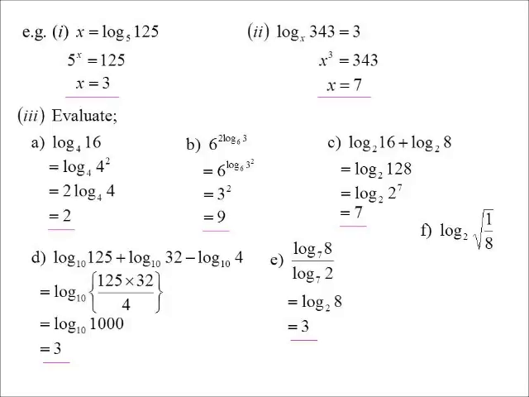Square root of 1/8. Now we can't find the square root of 8, can we? So in that case, I'll make that 1/8 to the power of a half. Bring the half to the front. 2 to the power of something is 1/8. We can do that one, can't we? It's -3. So a half of -3. -3 on 2.